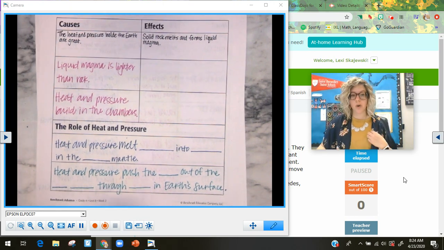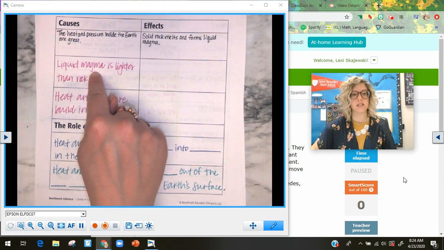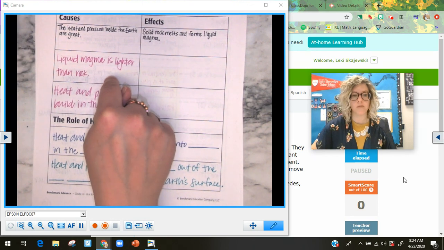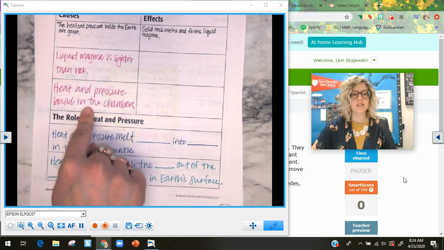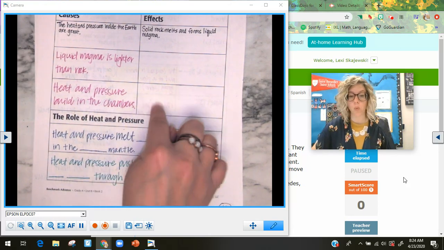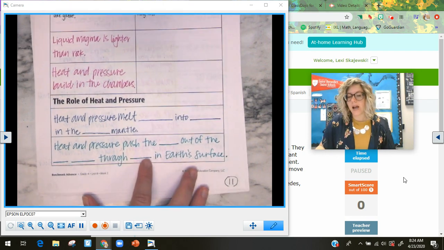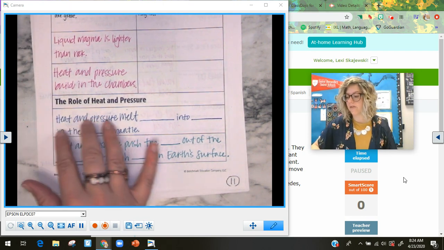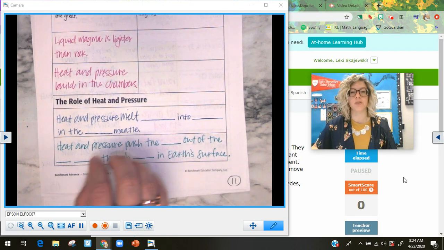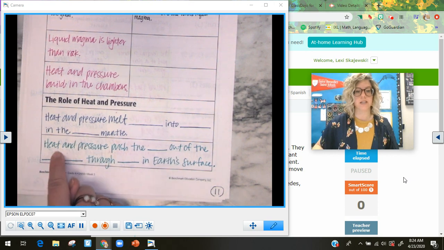But now here's what you're going to do on your own. You're going to go into paragraph 6. You're going to find this sentence, and you're going to tell me, what is the effect of liquid magma being lighter than rock? What happens now? Then you're going to find this sentence, heat and pressure build in the chambers. So what happens because all of this heat and pressure is building? Now, finally, what is the role of heat and pressure in a volcanic eruption? I gave you the answer, but I left a couple things out. So it's your job to go back into paragraph 6 and find the blanks here.